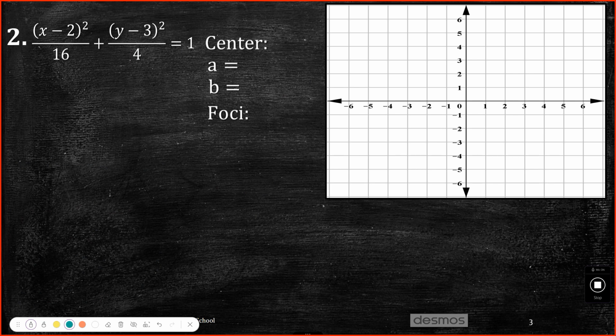What's the center of that circle? Aiden, what's the center of that circle? 2. Yes, 2 and what? 3. 2, 3. All right, this is not very difficult if you just follow this procedure and identify. X is 2, Y is 3. So this particular ellipse got moved over here to the center.